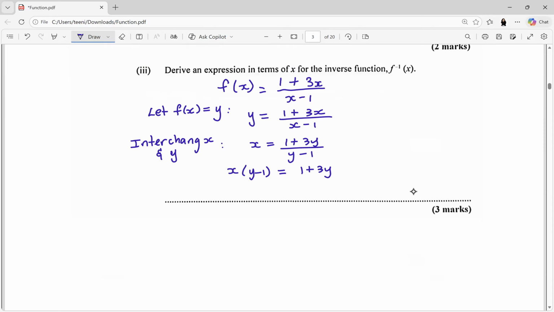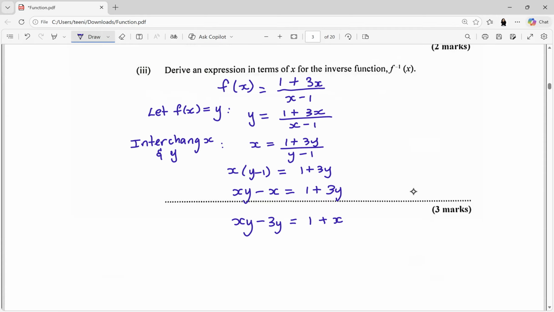I'm going to remove the brackets. So this would be x times y, which is xy, and x times minus 1 is minus x. That is equal to 1 plus 3y. Going to group all the terms with y on one side and all the terms with x on the other side. So this would become, I'm keeping xy on this side, and I'm moving plus 3y to the left-hand side, so it will become minus 3y. I keep 1 on this side, I'm moving minus x to the right-hand side, so it will become plus x.